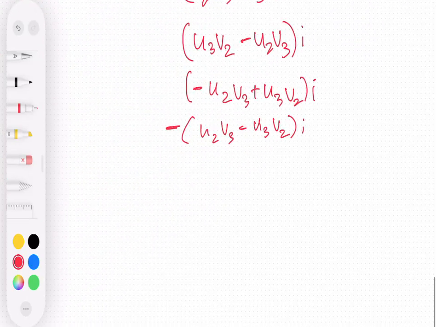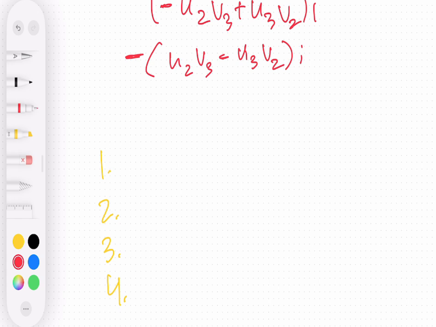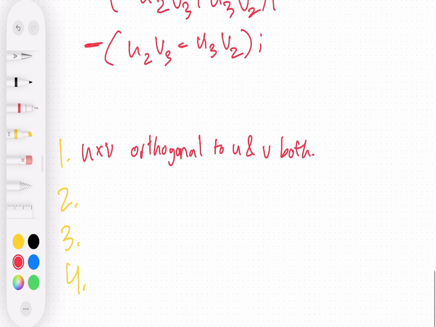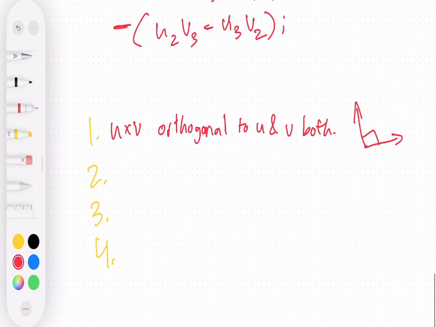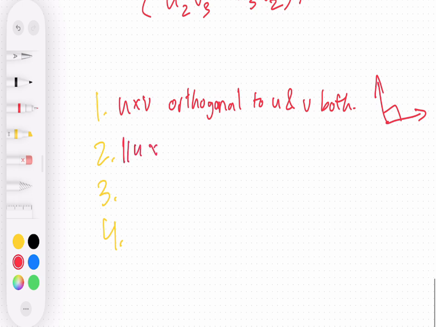Now that we've gone over that, let's quickly go over a couple of geometric properties that we might not have covered earlier. I covered most of them when I was talking about the parallelogram. I'll just rehash real quick. There are four main geometric properties. One, U cross V is orthogonal to U and V both. Again, as a refresher, orthogonal is like perpendicular in 3D space. Then the magnitude of U cross V is equal to the magnitude of U times the magnitude of V sine theta.